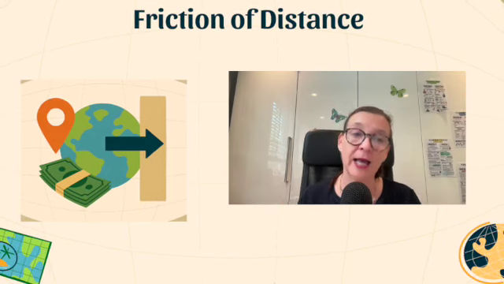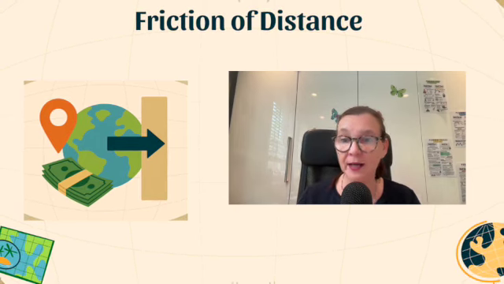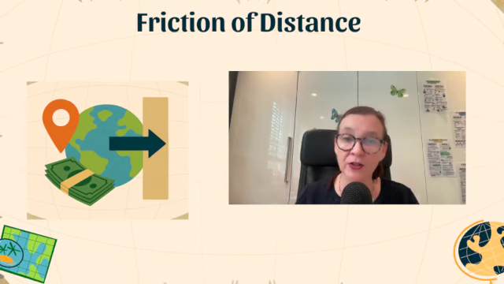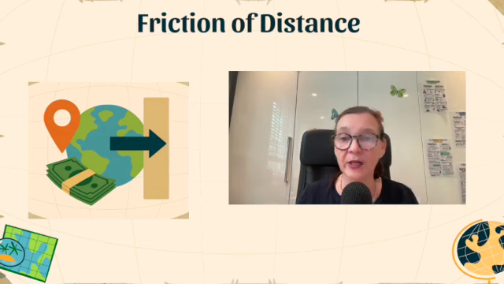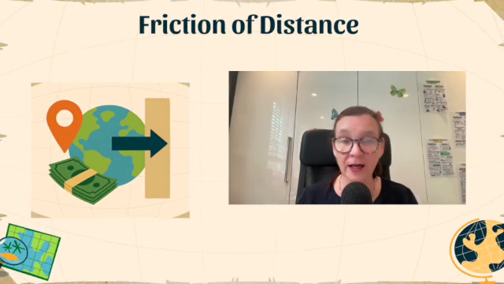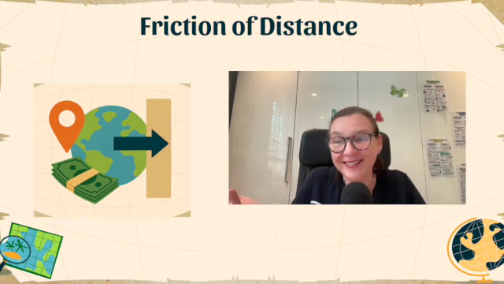How does it work? As distance increases, so does the cost and effort required to maintain interaction. Think about how much harder and more expensive it is to ship a package across the globe than to send it across town. This friction can reduce how often or easily places interact, unless technology helps reduce it, like through faster transportation or the internet.